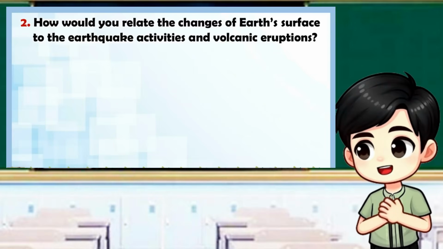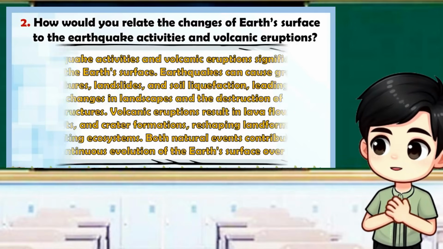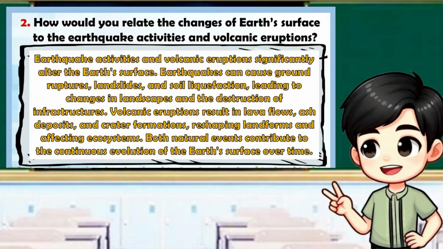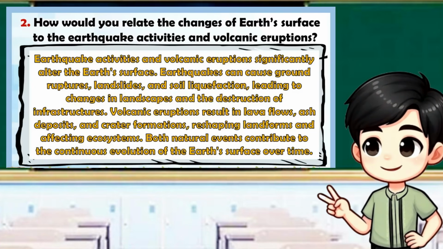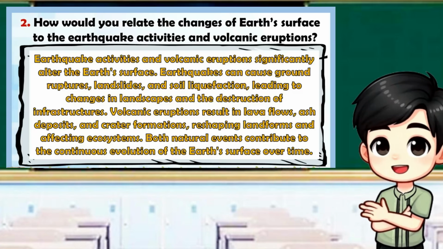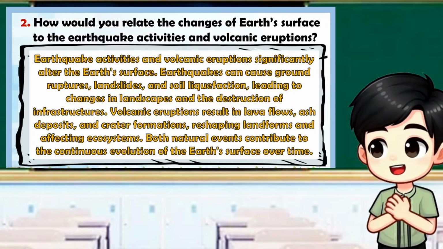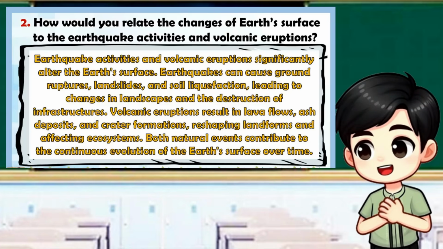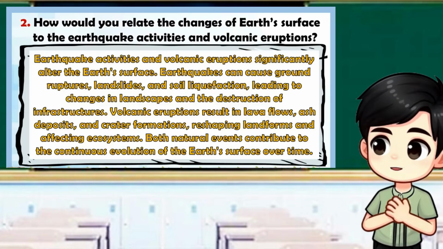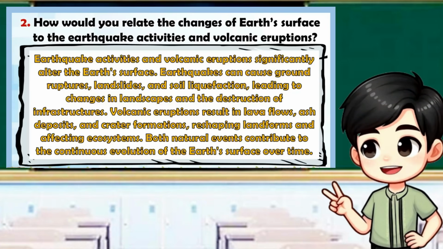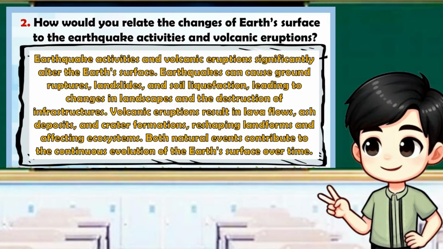Second question, how would you relate the changes of Earth's surface to the earthquake activities and volcanic eruptions? And here is my example answer. Earthquake activities and volcanic eruptions significantly alter the Earth's surface. Earthquakes can cause ground ruptures, landslides, and soil liquefaction, leading to changes in landscapes and the destruction of infrastructures. Volcanic eruptions result in lava flows, ash deposits, and crater formations, reshaping landforms and affecting ecosystems.